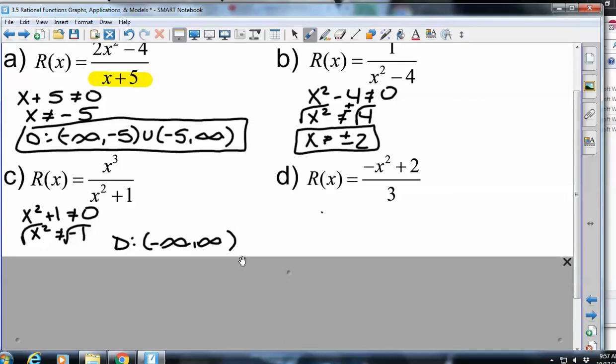Okay, D. I'm looking at this one. My denominator is 3, so I know that can't be 0. Does 3 ever equal 0? So what's your domain? Negative infinity to infinity.